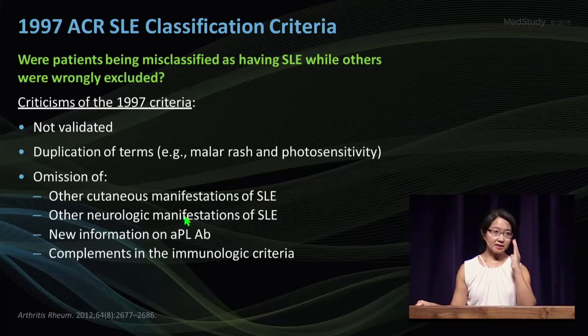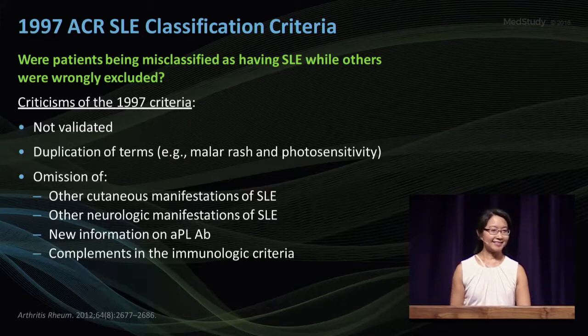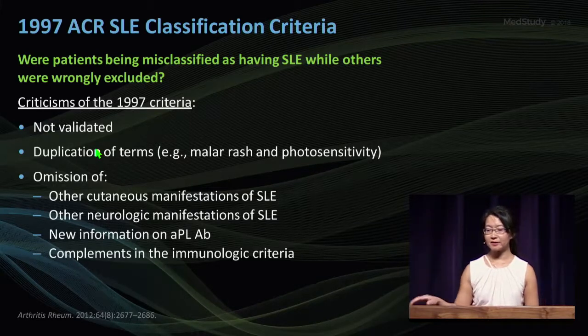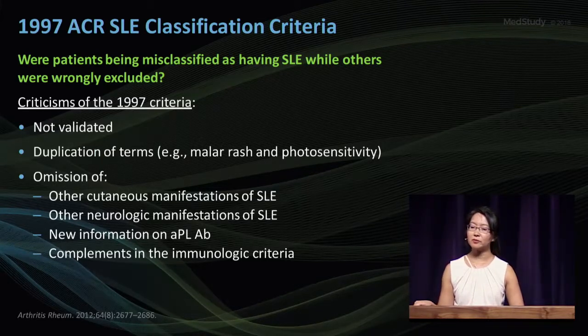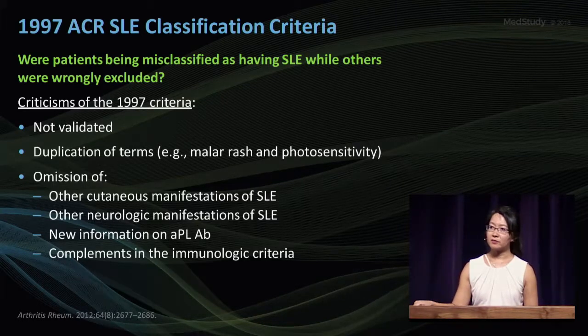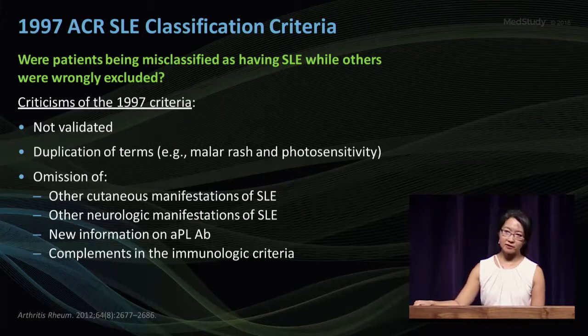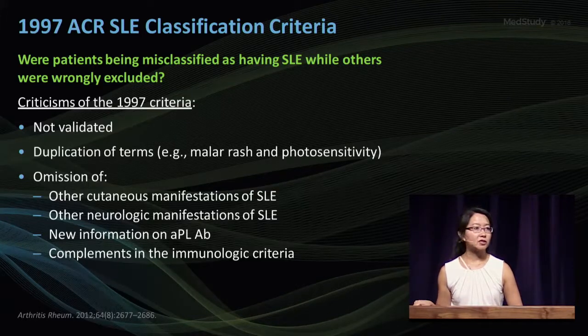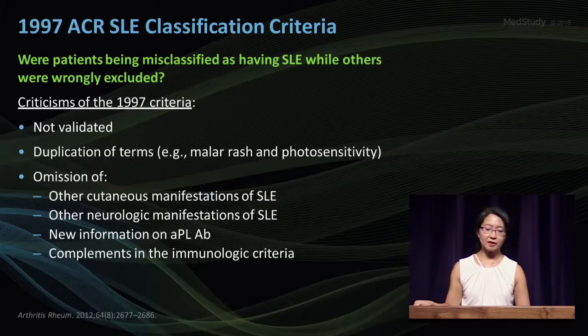So one thing about the 1997 criteria is that it's outdated. Now, I tell you, you have to learn new criteria, right? There were two other criteria that were developed. There was the 2012 SLICC criteria, the Systemic Lupus International Collaborating Clinics, and then more recently, the American College of Rheumatology and the European League Against Rheumatism developed new criteria that will be published this year, if not early next year. They've already presented it at our annual meeting last year and also at EULAR this year.